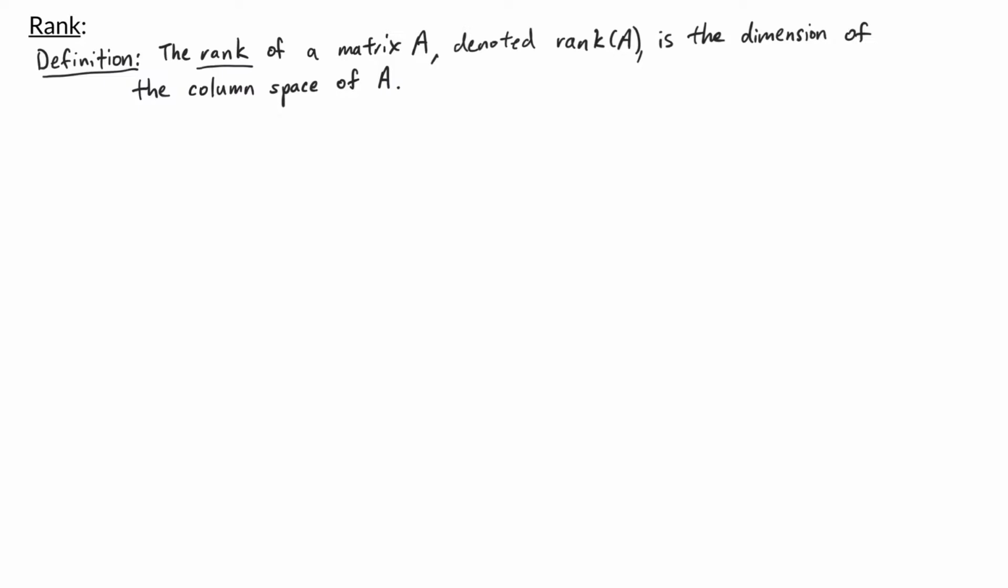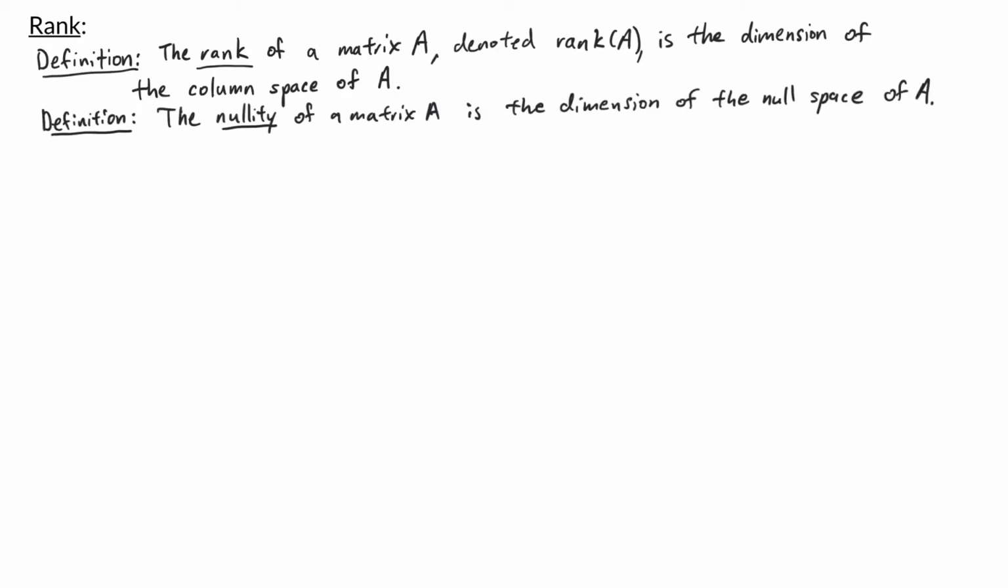The rank of a matrix A, denoted rank A, is the dimension of the column space of A. And the nullity of a matrix A is the dimension of the null space of A. Before I state the rank theorem, let's go over a quick example.